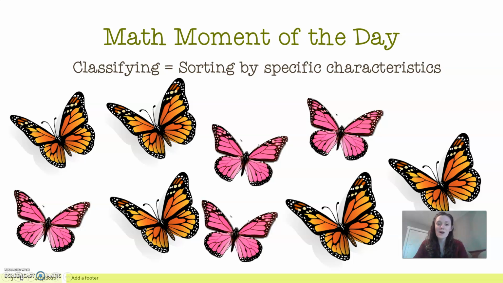Okay, so for our math moment of the day, we are going to be learning about a concept called classifying. The reason I chose this math moment is that we talk about what type of animal, like what class an animal is in. So, we classify animals by different characteristics. In our last episode, we learned about invertebrates. We've also learned about amphibians, reptiles, mammals, and birds. In the animal kingdom, scientists classify animals based off of specific characteristics.